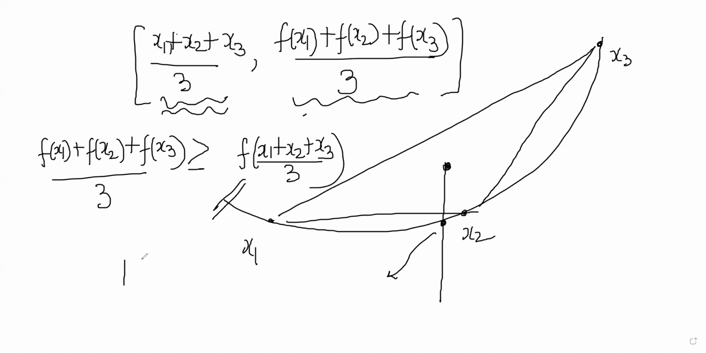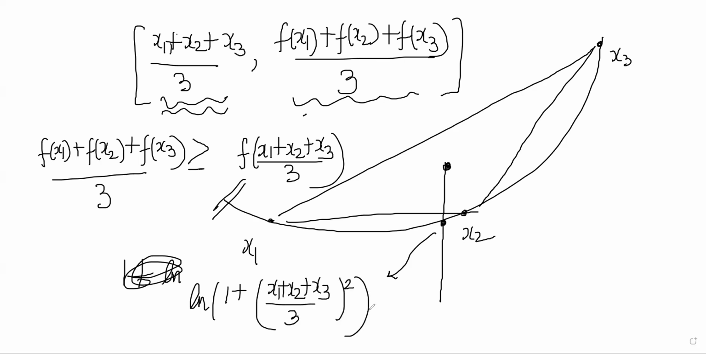which would have been ln of 1 plus, instead of x square, I have x1 plus x2 plus x3 by 3 whole square. So this inequality is Jensen's inequality for 3 variables. We are employing Jensen's inequality for 4 variables here.